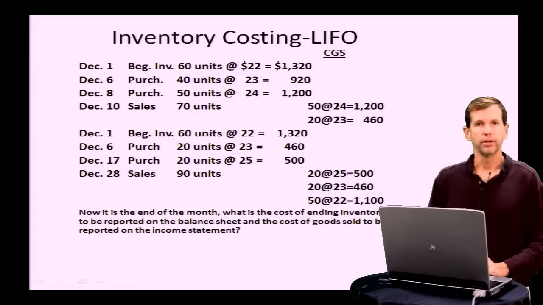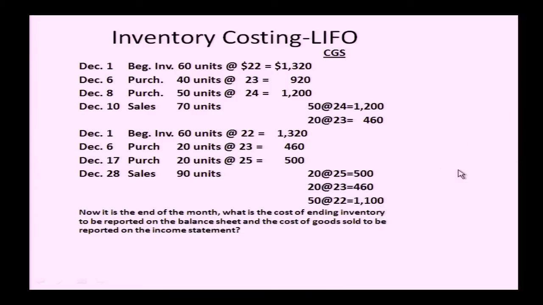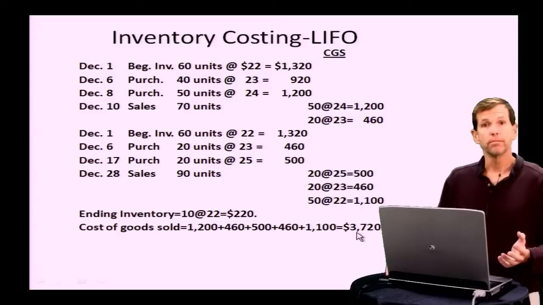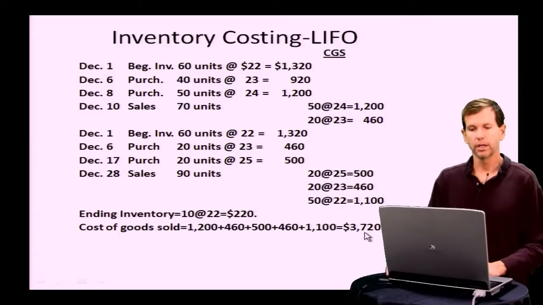Now it's the end of the accounting period. Now we need to calculate what's our cost of goods sold for our income statement and what is our ending inventory for our balance sheet. And here are the answers. Our ending inventory is all we have left, those 10 from our beginning inventory. Our cost of goods sold, again, is where we take the sum of each of these figures we've already calculated here, add them up, and in this case, it comes to $3,720. And that's it. Those are the figures that will go on our income statement and our balance sheet.